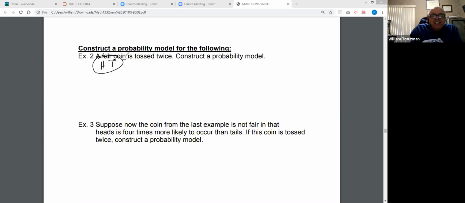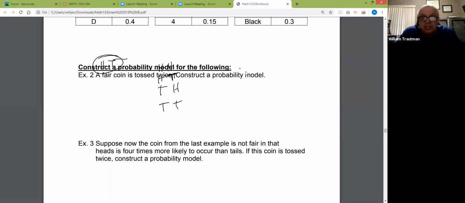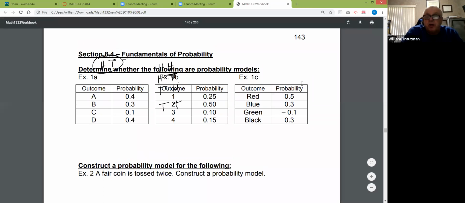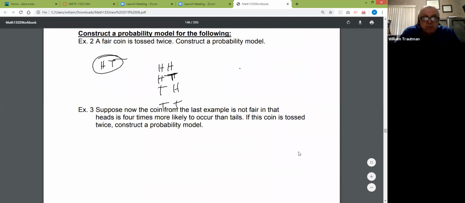I'm sorry. So we have heads or tails. So I have a head and a head. I can have a head or a tail. I can have a tail and a head, or I can have a tail and a tail. So there's 2 coins. And this is the probability model. And it says construct it. If we look right above it, the prior probability model, do you see there's an outcome and then there's a probability. So that's what we're going to do here, outcome and probability.